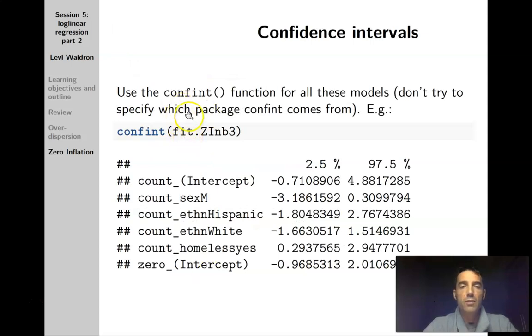Just as a note here, for estimating confidence intervals in these models, I recommend you use the confint function without trying to specify which package it comes from. It's defined in several different packages, and it will automatically choose which function to use according to the type of model that you're fitting, but it will give you your 95% confidence intervals or any other confidence interval that you ask for using arguments of confint.